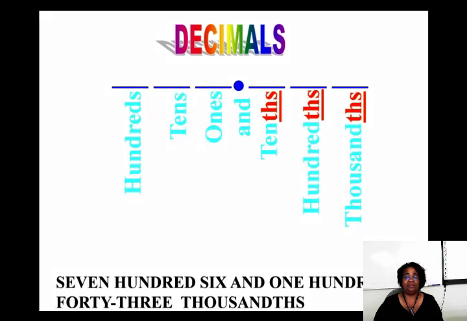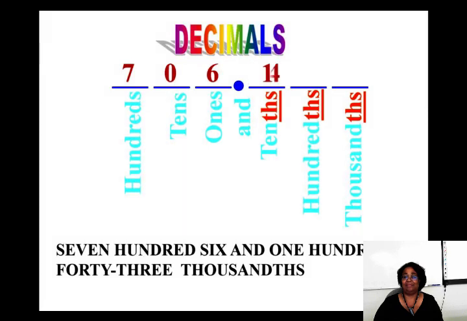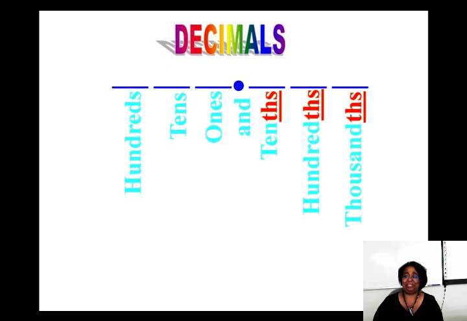How would I write this one? 706, good. 143. So be careful of those zeros. That's where a lot of people get in trouble. It's not putting their zeros correct.